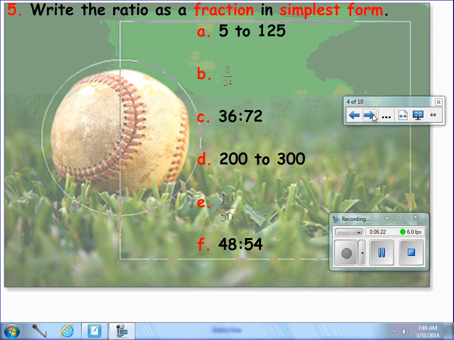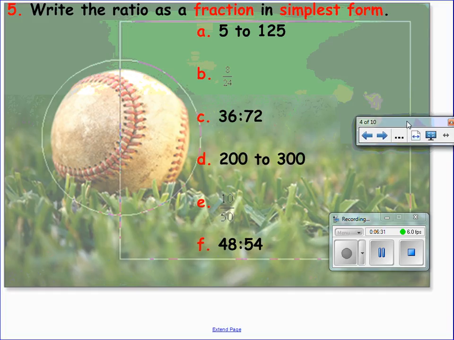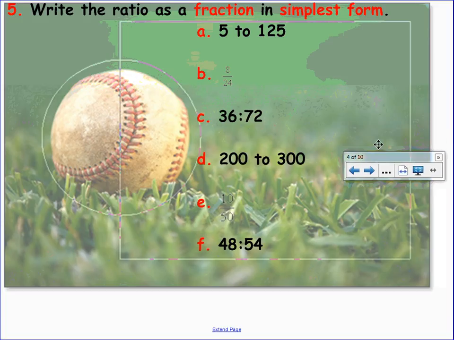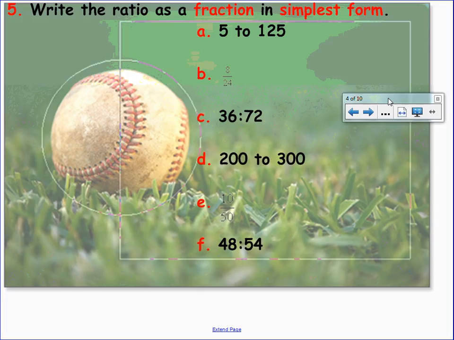Now, in exercise 5, I've asked you to write the ratio as a fraction in simplest form. Let me read these to you, then I'll come back and check the answers. A, we have 5:125. B, we have 8:24. C, 36:72. D, 200:300. E, 10:50. And F is 48:54.